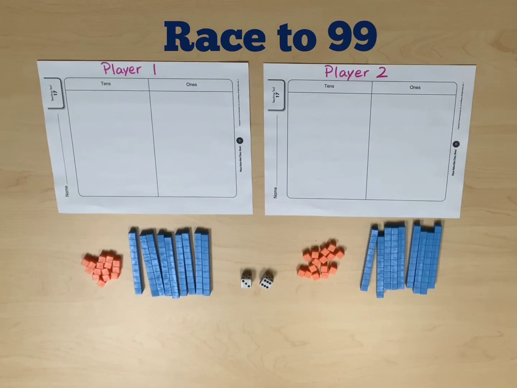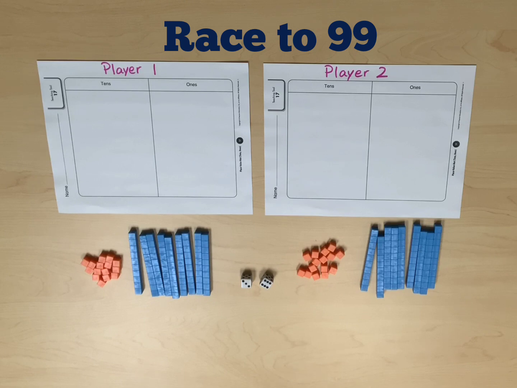This activity is called Race to 99. This activity will be targeting 1.2b. Use concrete and pictorial models to compose and decompose numbers in more than one way as so many 10s and so many 1s. It will also be targeting 1.2c. Use objects, pictures, and expanded and standard forms to represent numbers.